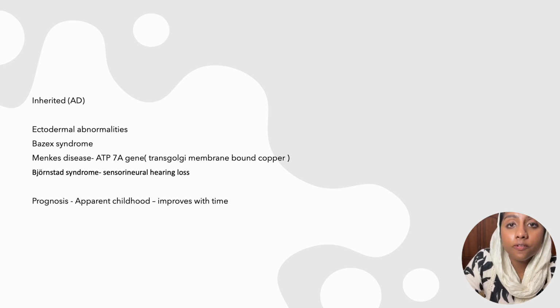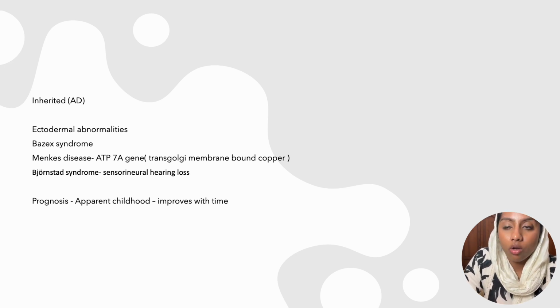The significance of this is that once you get a child with pili torti, you need to look for any underlying abnormality. For example, in Crandall syndrome, you can look for sensorineural hearing loss. In Menkes disease, you can evaluate serum copper and ceruloplasmin levels. So you can look clinically for any other features that are suggestive of these congenital abnormalities.